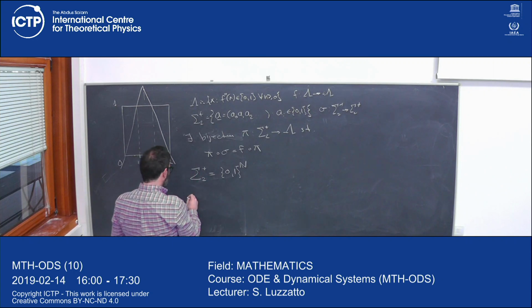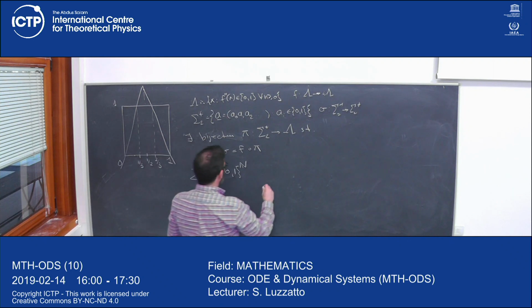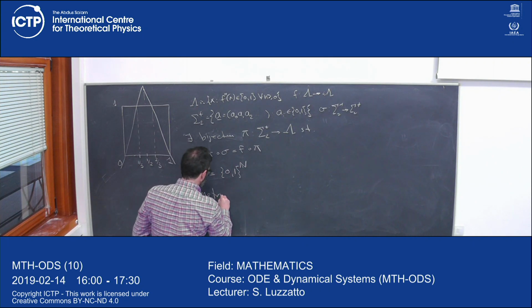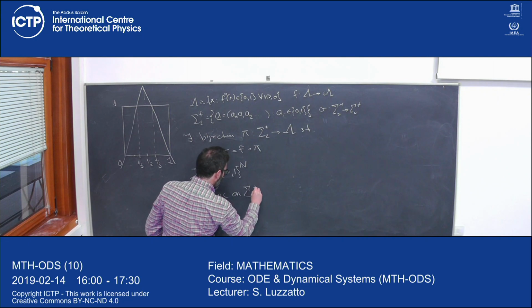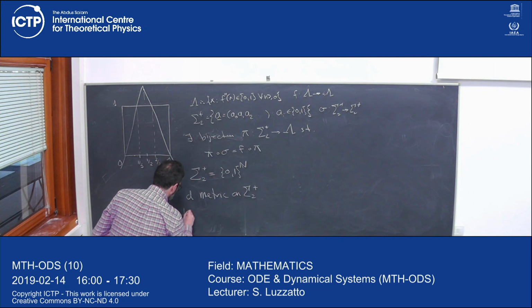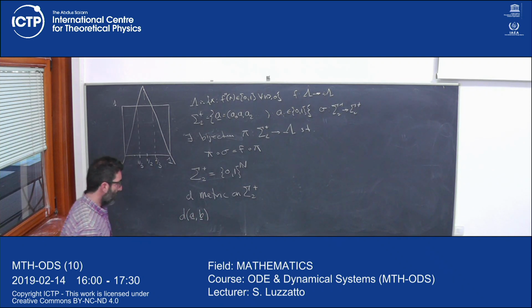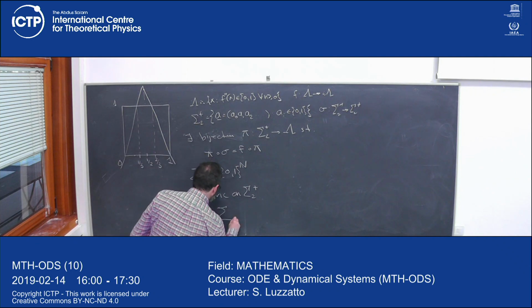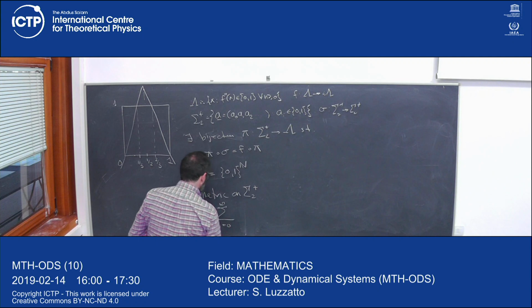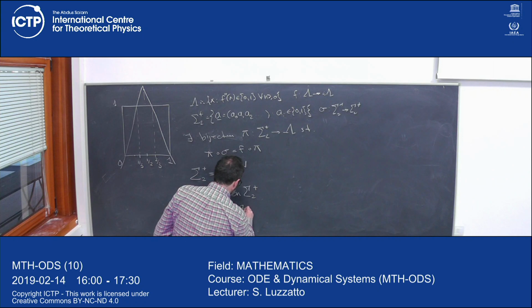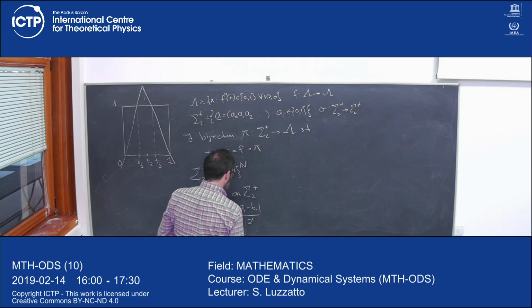There are many different metrics we can define. One of the simplest ones is this. Let's write a metric. We define a metric D on Sigma 2 plus like this. The distance between two sequences a and b is equal to the sum from i equals 0 to infinity of |a_i minus b_i| over 2 to the i.